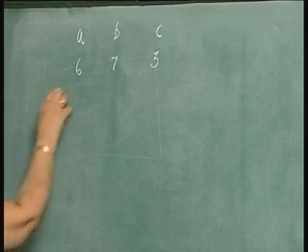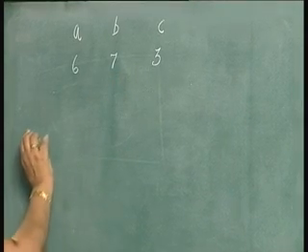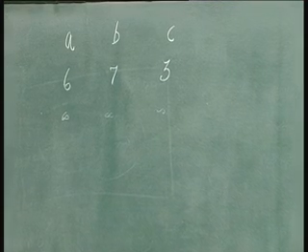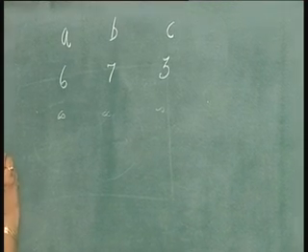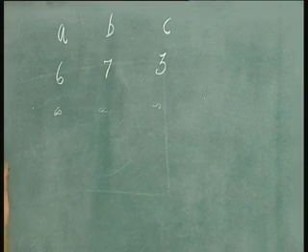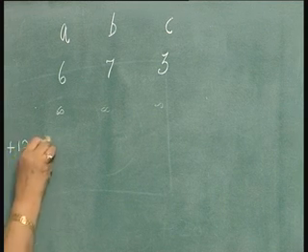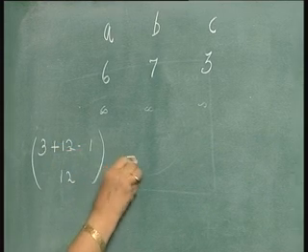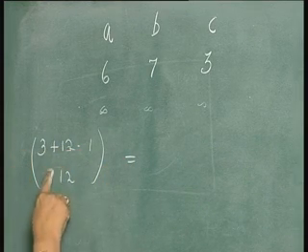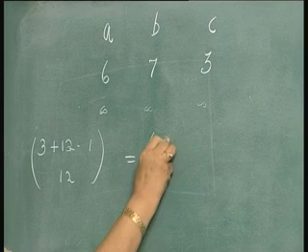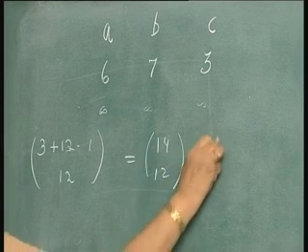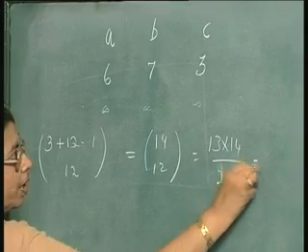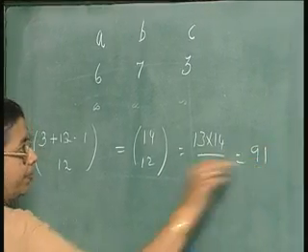Now, suppose you are having unlimited number of them, and then you want to select 12 out of them, that is with unlimited repetition. It is given by the formula C(3 plus 12 minus 1, 12). That is without any limitation, if you repeat, this is C(14, 12), which is equal to 13 into 14 by 2, that is 91.